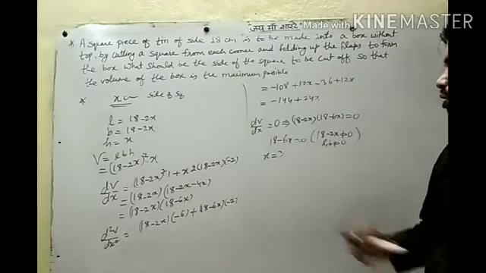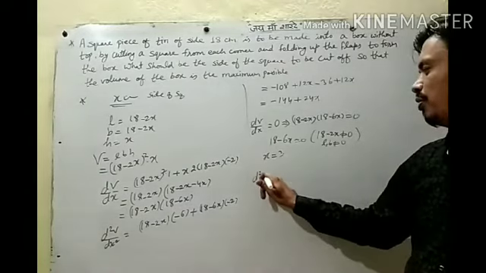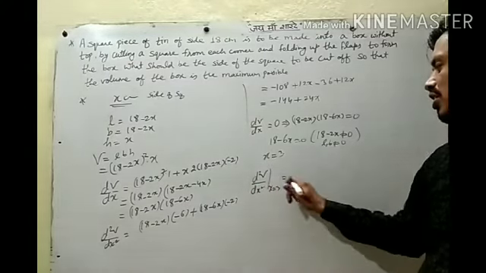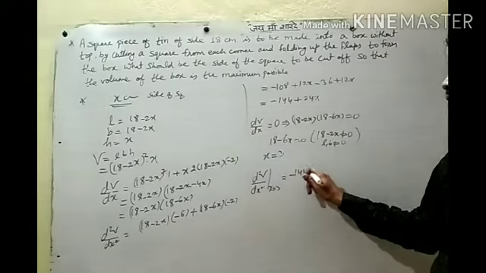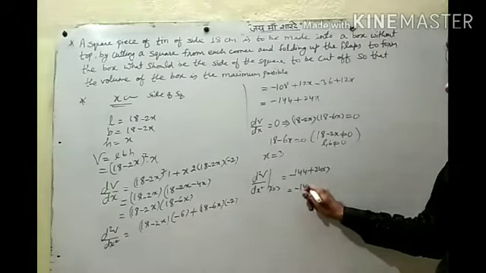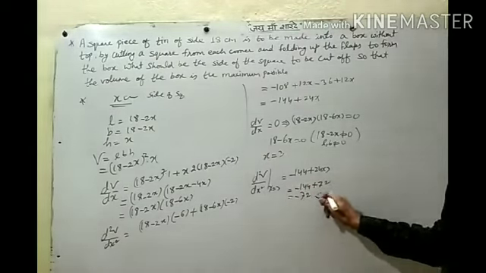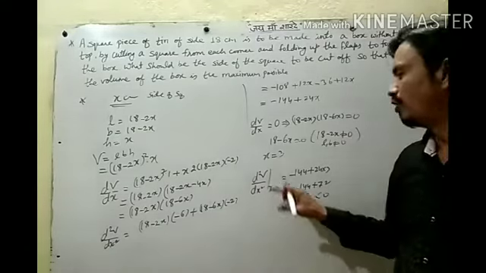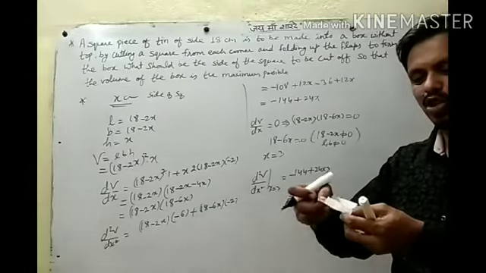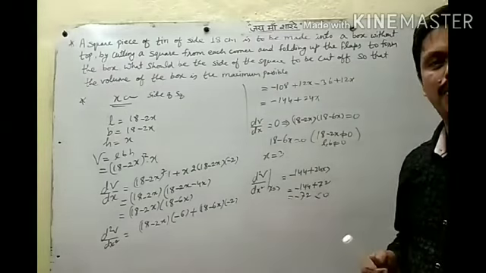So at x equal to 3, we have to check whether volume is maximum or not. So find the value of d2V by dx squared at x equal to 3. Minus 144 plus 24 into 3, it is minus 144 plus 72, means minus 72, which is negative. So at x equal to 3, volume will be maximum. It means we have to cut a square of side 3 centimeter, then only volume will be maximum.